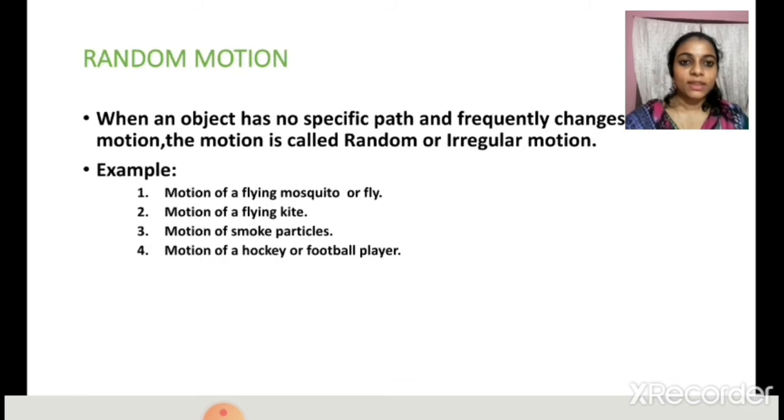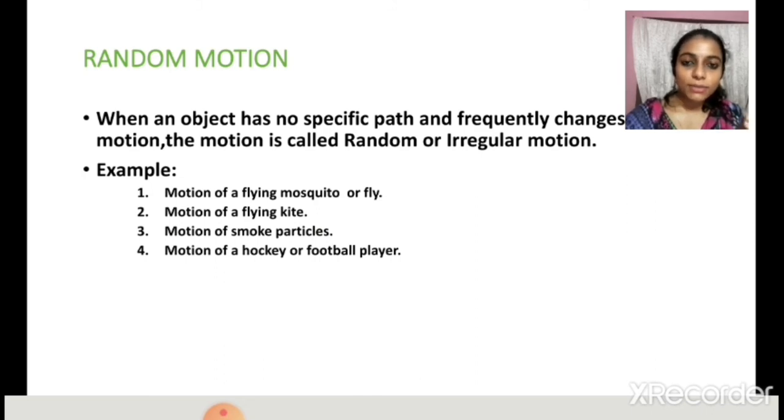Okay. Next one is random motion. When an object has no specific path and frequently changes its motion, the motion is called random or the irregular motion. See, in the previous types of motion we have discussed, it always has a definite path. But in this motion, it does not have a specific path. We can understand by using the examples. Motion of a flying mosquito or fly.